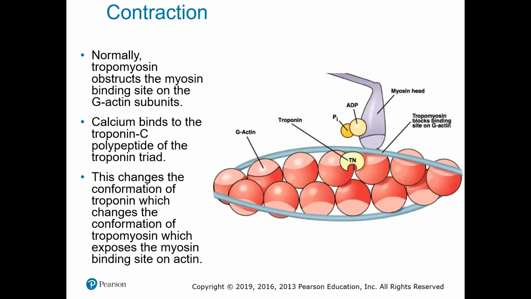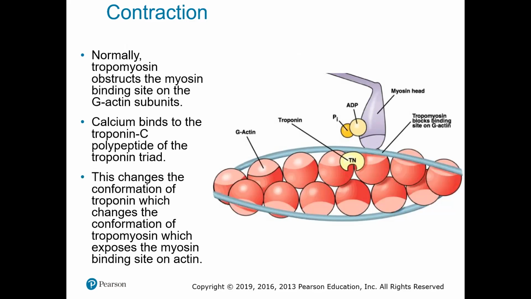Okay, so let's take a look at this. Contraction. We know that tropomyosin gets in the way. Tropomyosin, the blue band there, is blocking all the binding sites for the myosin heads. The myosin head can't get there. Now the myosin head is pre-cocked, ready to go. It's got the high energy ATP.